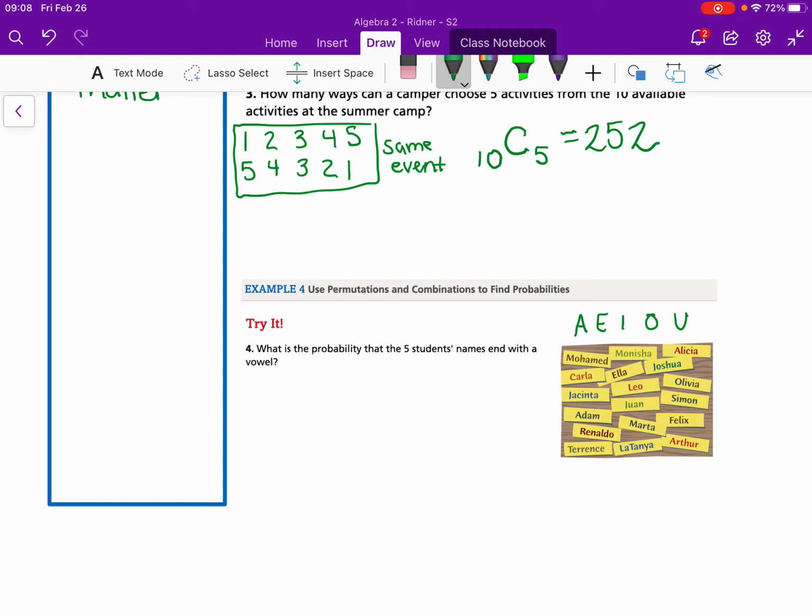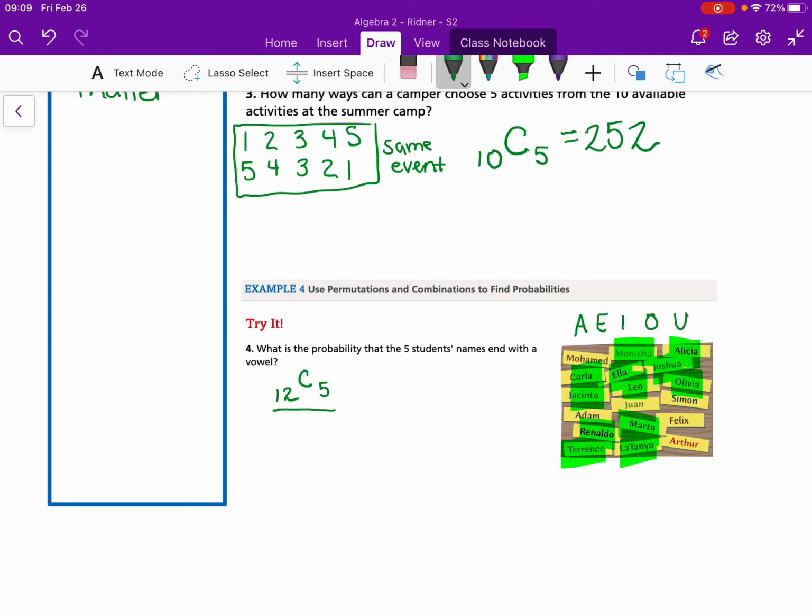So Carla, Ella, Leo, Joshua, Alicia, Olivia, Ronaldo, Terrence. All right, let's see. 1, 2, 3, 4, 5, 6, 7, 8, 9, 10, 11, 12. Yep, that's all of them. So there are 12 students that end in a vowel. And we want to choose 5 of them.